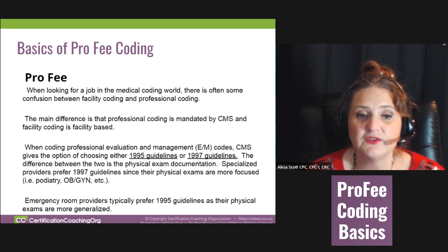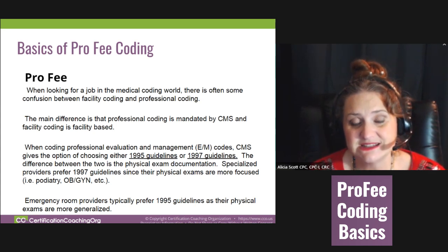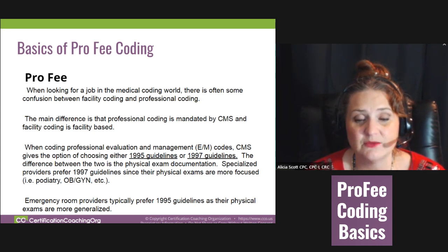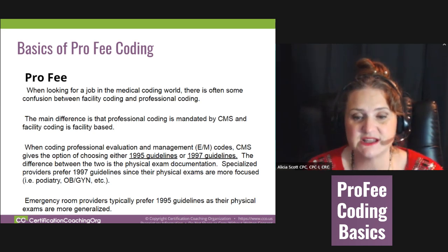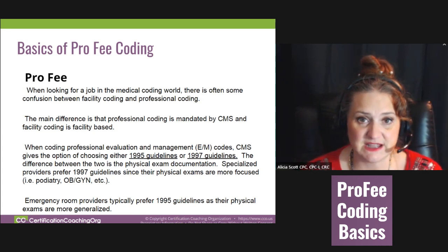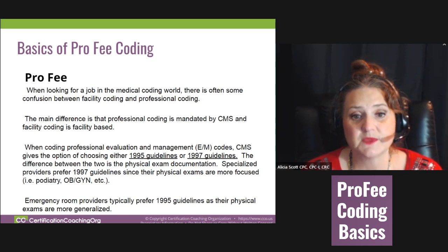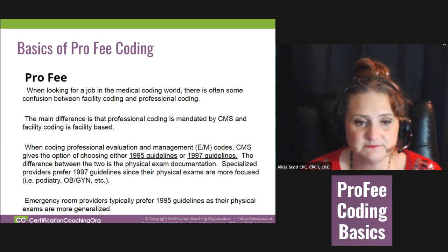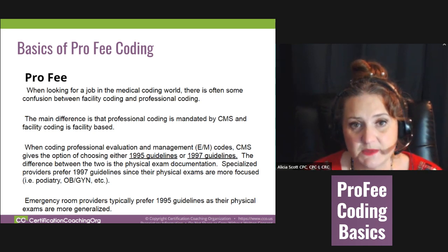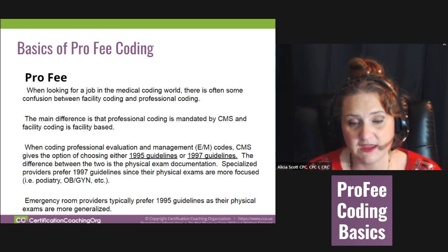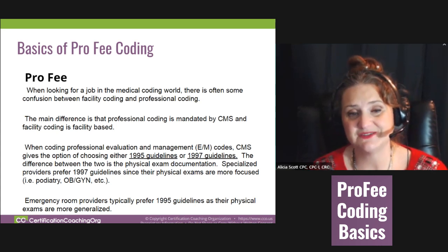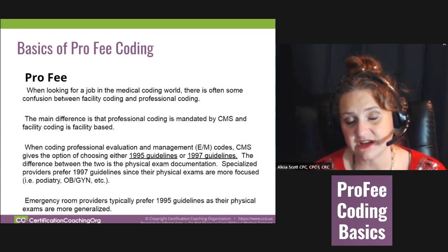Now, if you go back to what CMS states, there's a main difference. The professional coding is based off CMS, and facility coding is facility based, kind of what I've already said. But CMS has a lot to say about that. And CMS is the one who states that for professional coding, we have to use the CPT code set. The E&M for ProFee is going to be based on two sets of guidelines. You've got the 95 and the 97 guidelines.